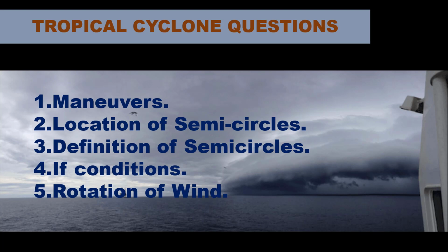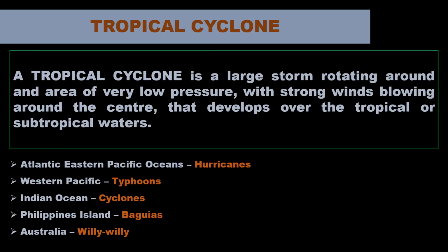But before you answer these questions correctly, you need to know a few things about tropical cyclone. A tropical cyclone is a large storm rotating around an area of very low pressure with strong winds blowing around the center that develops over the tropical or subtropical waters. It is called hurricanes in the Atlantic and Eastern Pacific Oceans, typhoons in Western Pacific, cyclones in Indian Ocean, baguias in Philippines Island, and Willy Willy in Australia.